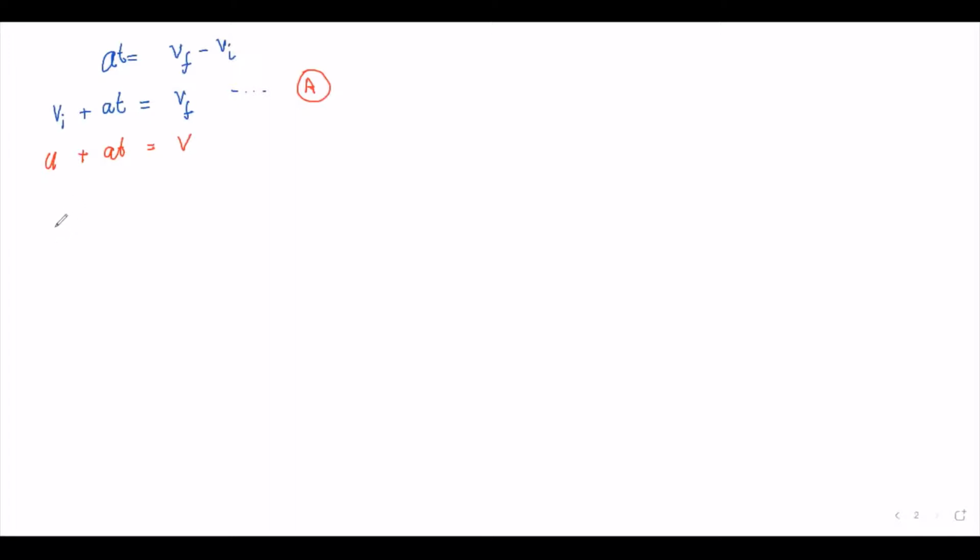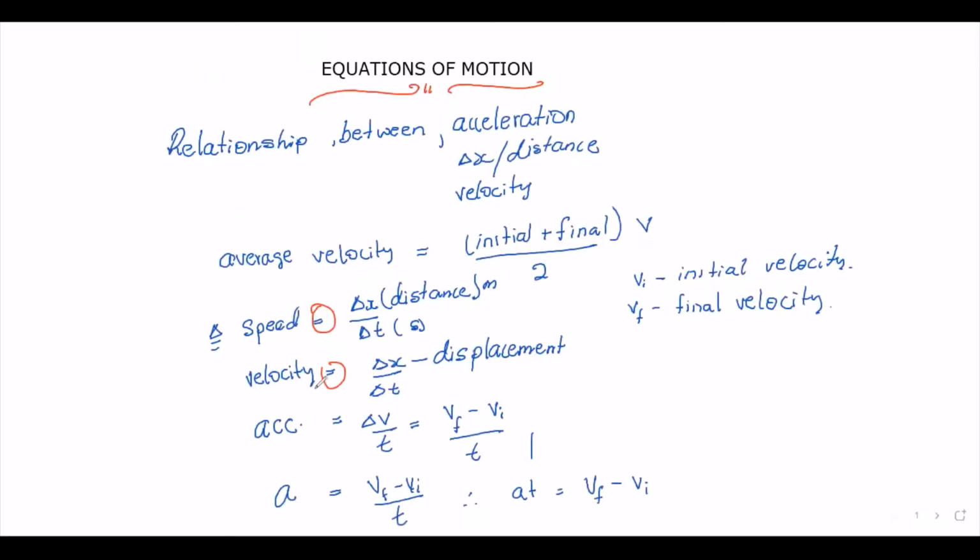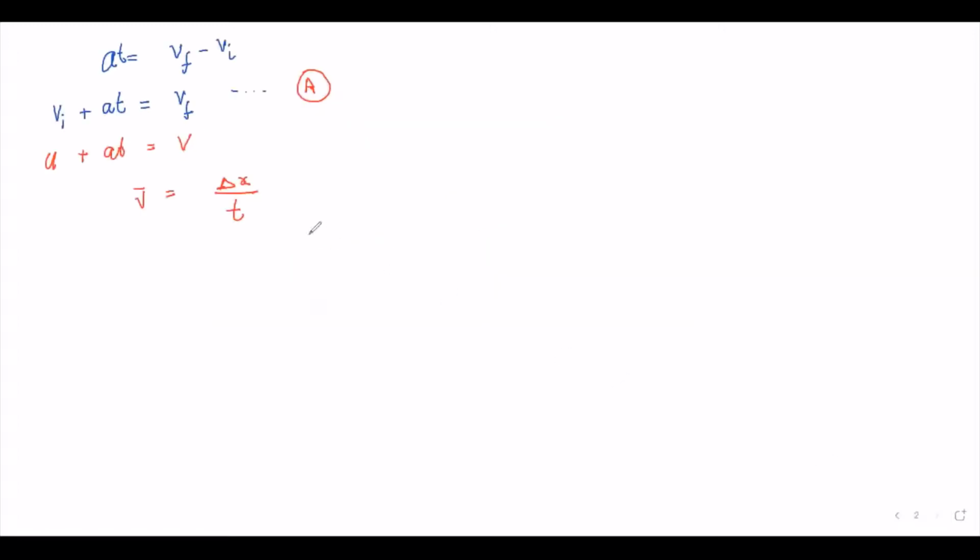Now, going back to what we said, that the average velocity is change in distance over time. We say displacement, let's just write it once more. We said average velocity is equal to the change in the displacement over time, which we did on this previous page here.